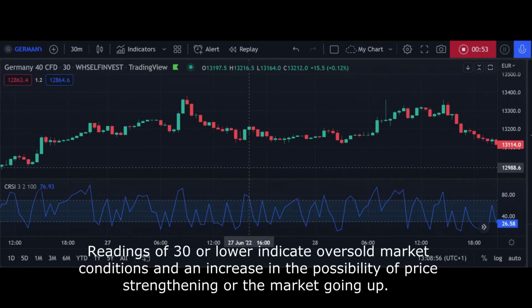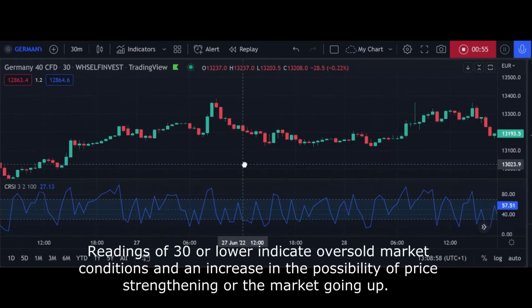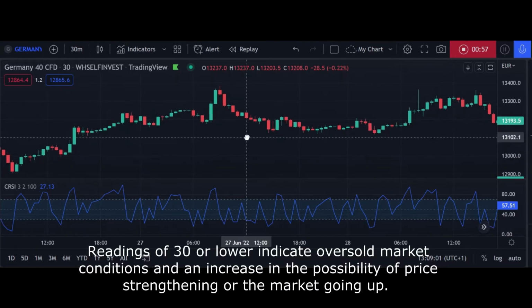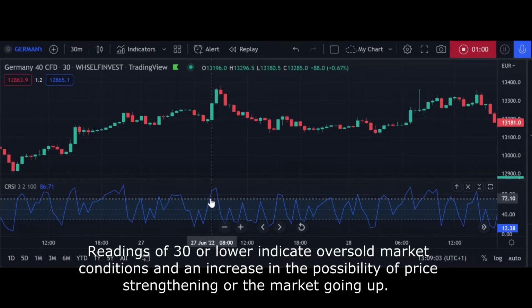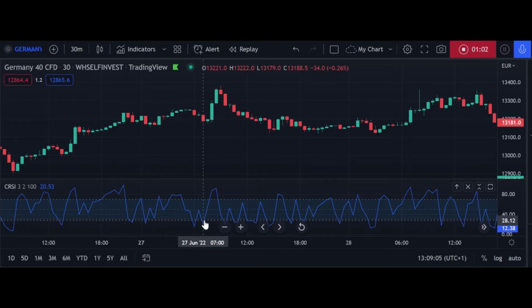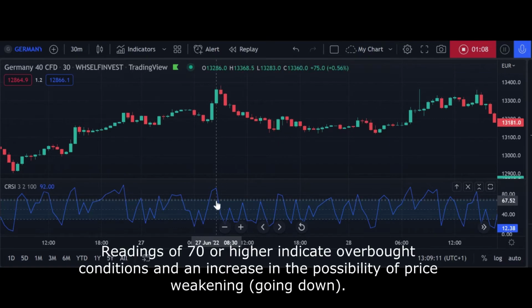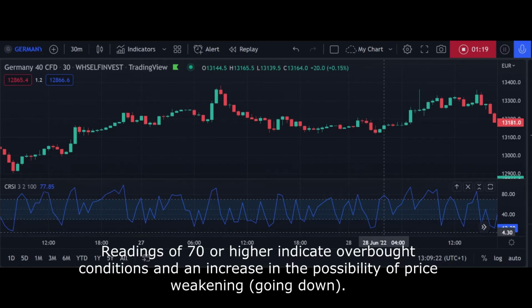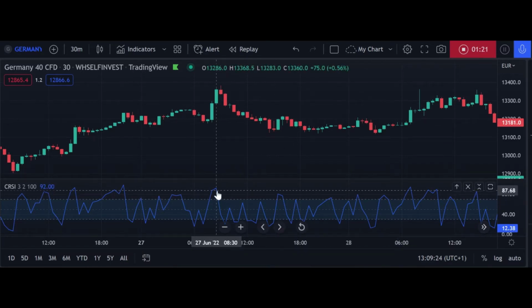Typically, readings of 30 or lower indicate oversold market conditions and an increase in the possibility of price strengthening or the market going up. Some traders interpret that an oversold currency pair is an indication that the falling trend is likely to reverse, which means it's an opportunity to buy. Readings of 70 or higher indicate overbought conditions and an increase in the possibility of price weakening, going down. Some traders interpret that an overbought currency pair is an indication that the rising trend is likely to reverse, which means it's an opportunity to sell.